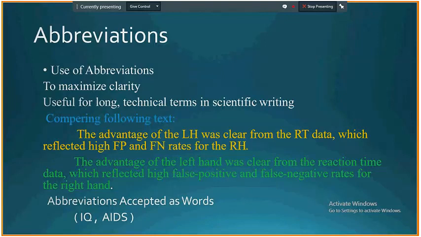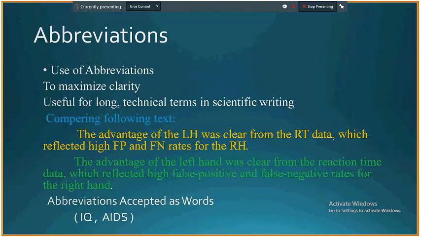Ratna sir's slides are very interesting. So, use of abbreviation to maximize clarity. Useful for long technical terms in scientific writing. This is enough, I think so. Useful for long technical terms in scientific writing, that is where we use abbreviation. And comparing, that is comparing, it must be C-O-M-P-A, right? Ratna sir?